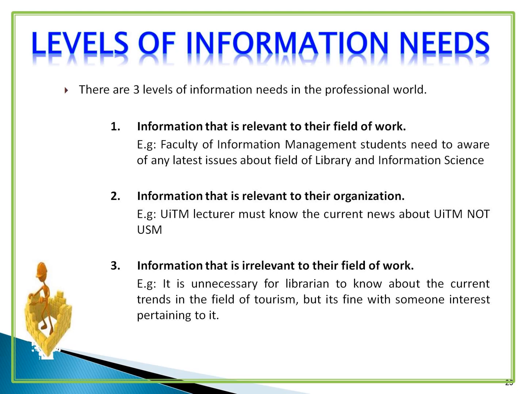And for today's lecture, we're going to look at the balance of chapter 1. As you can see from this slide, class, these are the 3 levels of information needs in the professional world. The first one is information that is relevant to the field of work. You, as Faculty of Information Management students, will be given a task and assignment to complete, and therefore you need to access information that is pertaining to your task, meaning that you only access information within the field of library and information science.